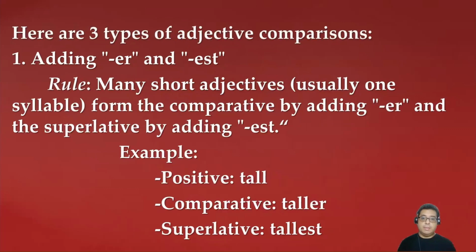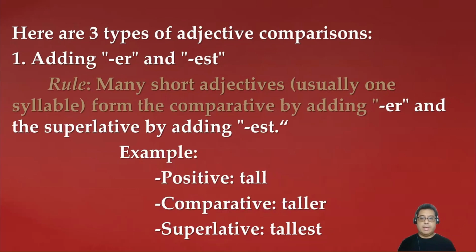Here are three types of adjective comparisons. Number one, adding ER and EST. The rule says many short adjectives, usually one syllable, form the comparative by adding ER and the superlative by adding EST. The examples I have here are positive, tall, comparative, taller, and superlative, tallest.